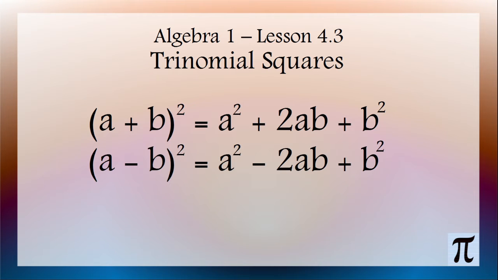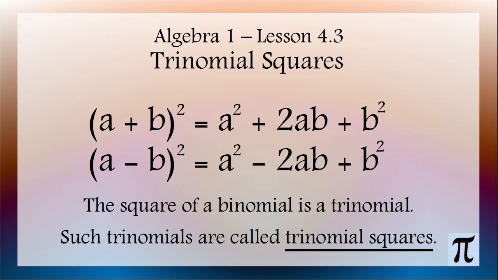As we've seen in the past, when you square a binomial, you end up with one of two different trinomials. The sign of the middle term of the trinomial matches the sign between the two terms of the binomial, as seen here. The square of a binomial is a trinomial. Such trinomials are called trinomial squares.